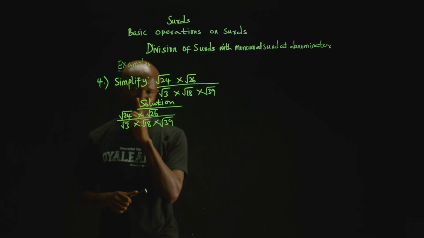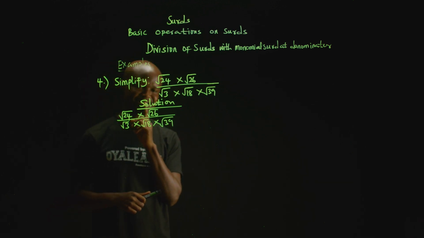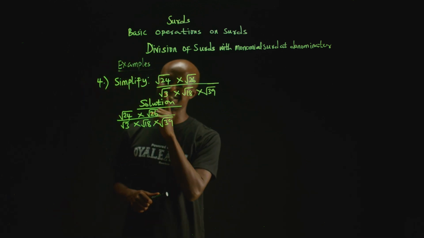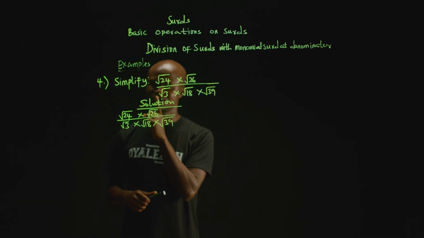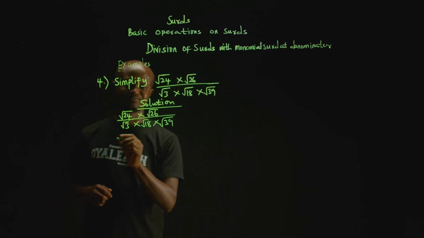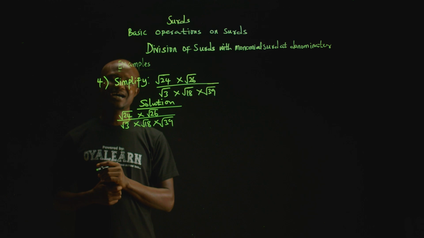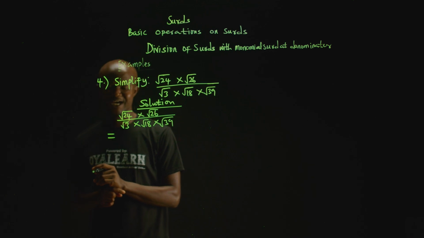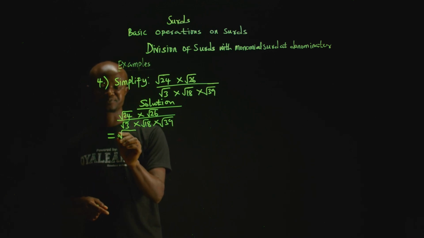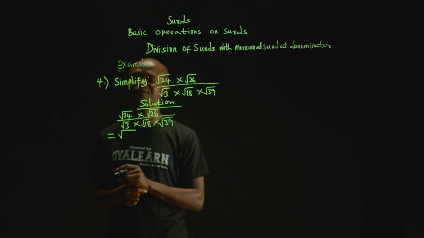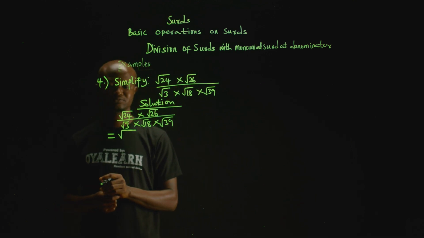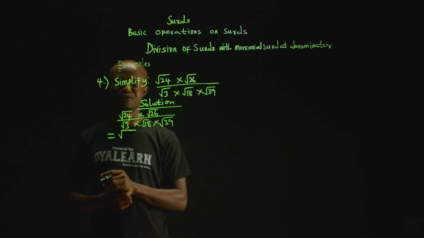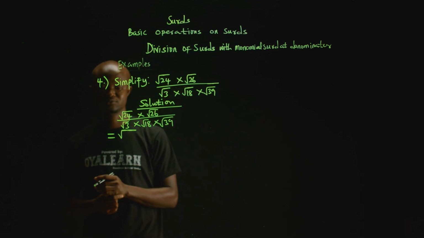But there is a common factor to both 26 and 39, and that is 13. Because 13 times 2 will give us 26, while 13 times 3 will give us 39. So we can split root 26 as 13 times 2. So let's apply that. While for root 24, the highest perfect square number we can have in root 24 is 4, because here we can have 4 times 6 as 24.